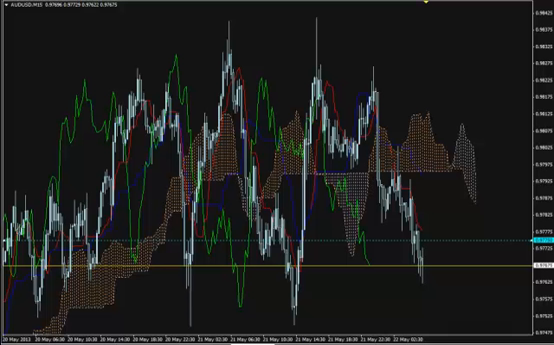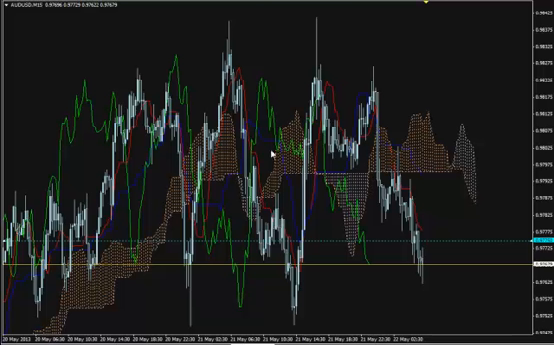Hi, this is the AUDUSD pair and I'm looking at the M15 chart, the 15 minutes chart. Today it's 22nd of May 2013 and the time is 7:10 GMT. And I'm using Ichimoku Kinko Hyo on my chart.